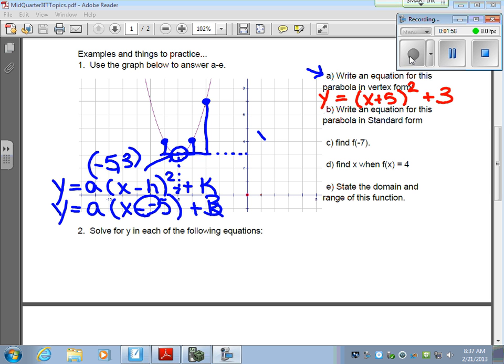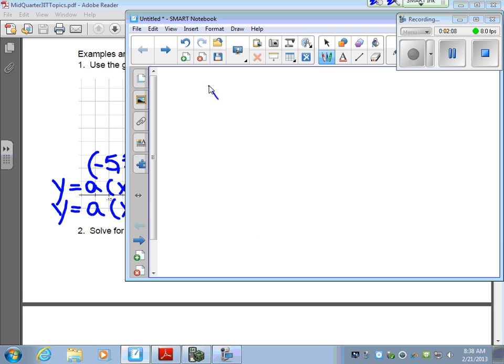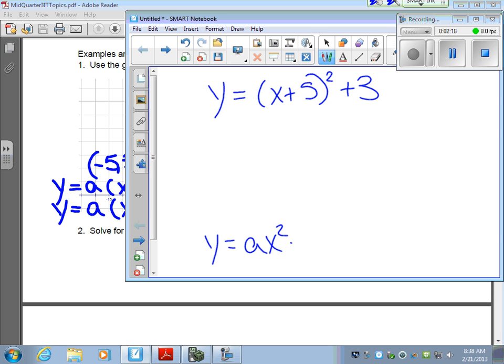And it says write an equation for this parabola in standard form. So if I already know that the equation is y equals x plus 5 squared plus 3, if I want to write it in standard form, I would expand it out, because remember standard form is going to end up looking like something like this, only a, b, and c will actually be numbers.